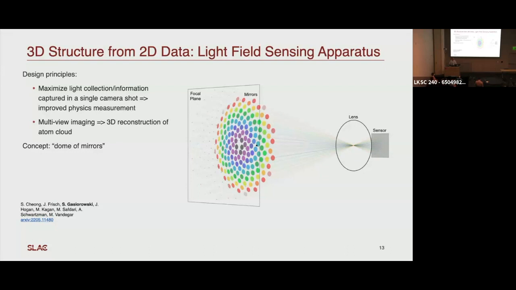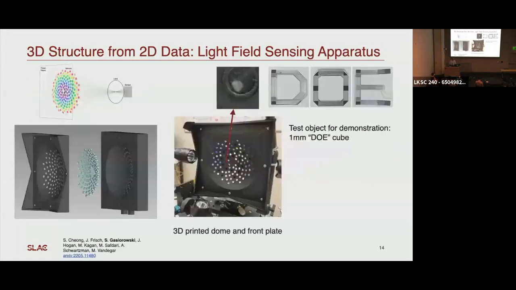The idea is that you've got a bunch of mirrors in an array, those circular colored dots there, pointing at a camera, so this lens sensor system. If you suspend some object or atom cloud in front of the dome of mirrors, that little black dot, then you get an image on your sensor from each one of these mirrors. You get a whole bunch of different views of the object or atom cloud that you're trying to image.